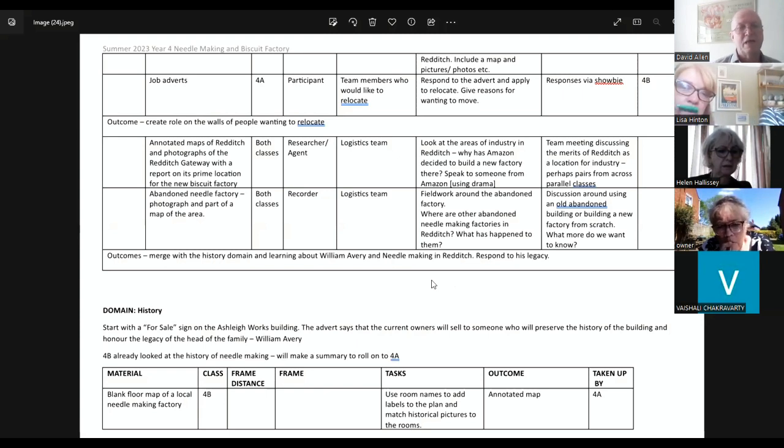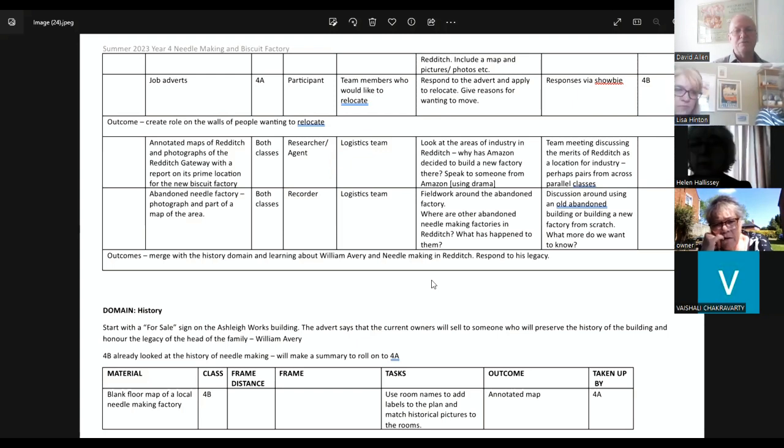So start with the for sale sign on the Ashley Works building. This is the building that's being taken over. The advert says the current owners will sell to someone who will preserve the history of the building and honour the legacy of the head of the family, William Avery. 4B already looked at the history of needle making. We'll make a summary to roll on to 4A.